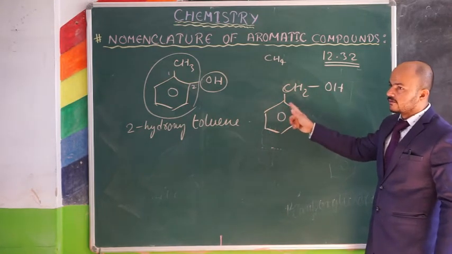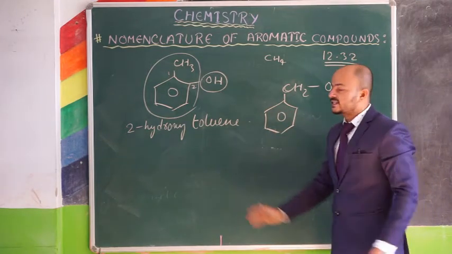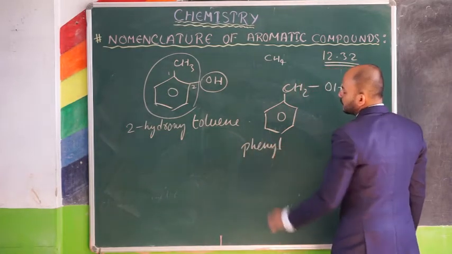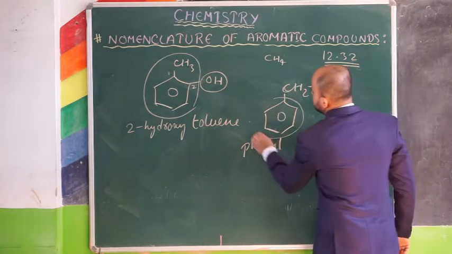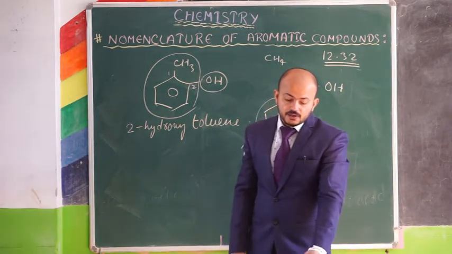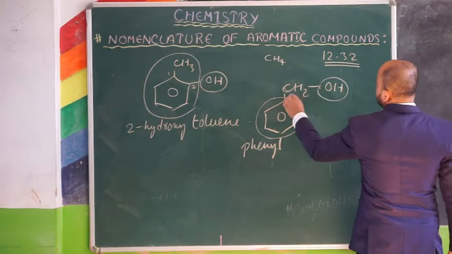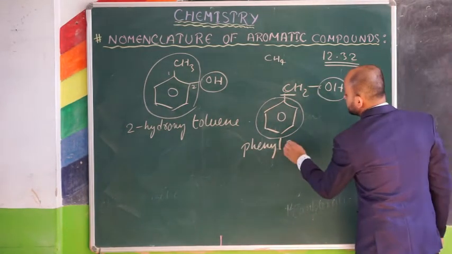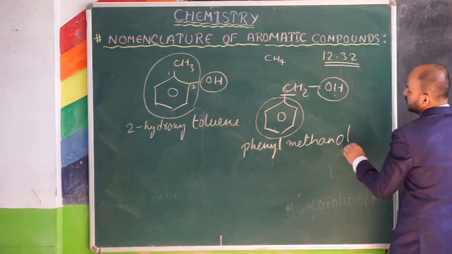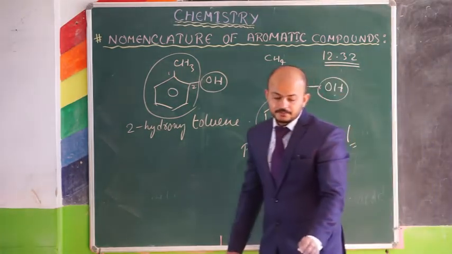Now, whenever the benzene ring is written as a prefix, it has to be written as phenyl. Please remember, whenever the benzene ring part is written first, as a prefix, its name is phenyl. Now this is an alcohol, and alcohol with one carbon is meth, with -an- and -ol for alcohol. Therefore its name is phenyl methanol.